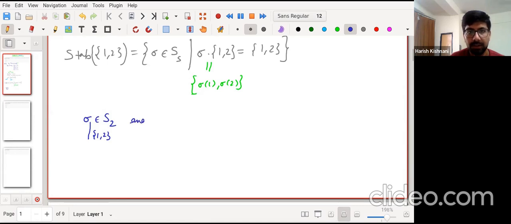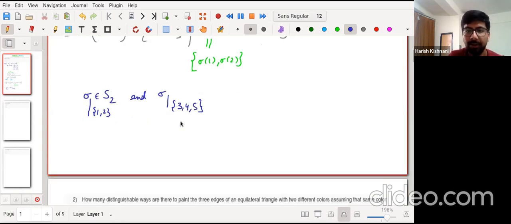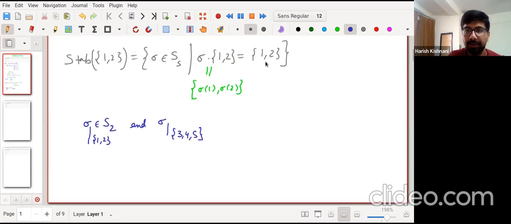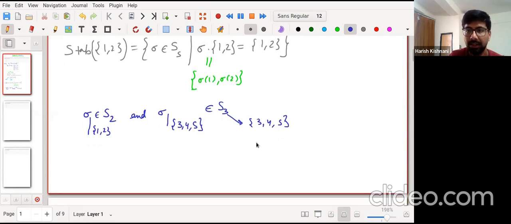And what about the others? Sigma restricted to {3, 4, 5}. Now see, for these elements also, sigma can't map any of these to 1 or 2, because 1 and 2 have already been mapped to 1, 2, right? So 3, 4, 5 again has to be mapped to 3, 4, 5. So this belongs to S3, where the indexing set is {3, 4, 5}. Any permutation restricted to {3, 4, 5} has to permute {3, 4, 5}. Yeah, it's clear. So sigma when restricted to {1, 2} should be an element of S2, and when restricted to {3, 4, 5}, it has to be an element of S3.